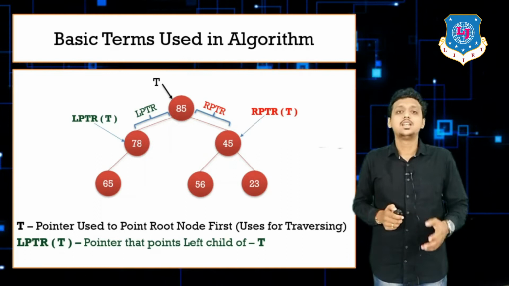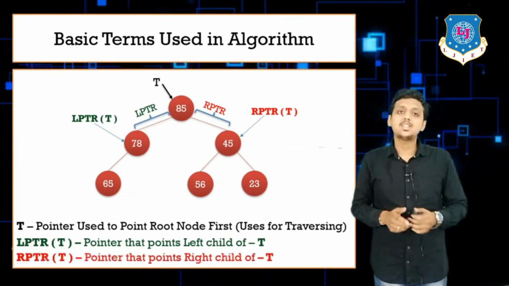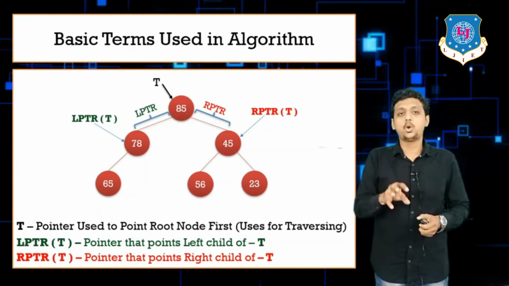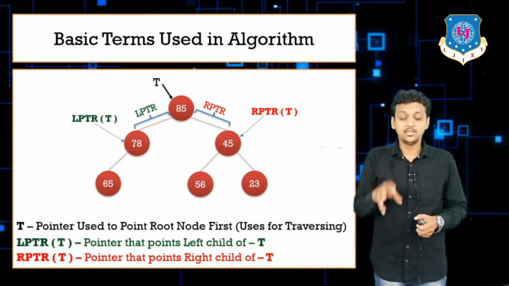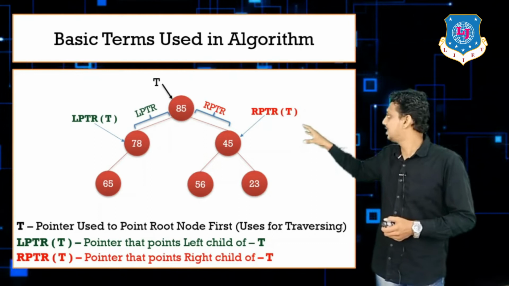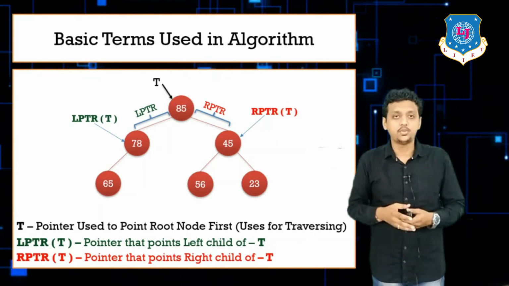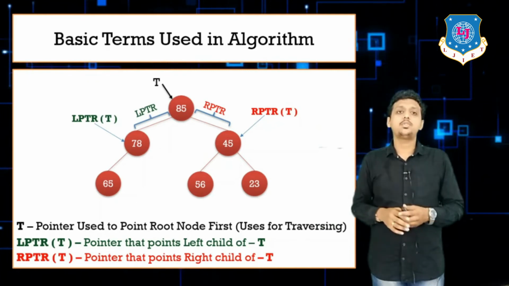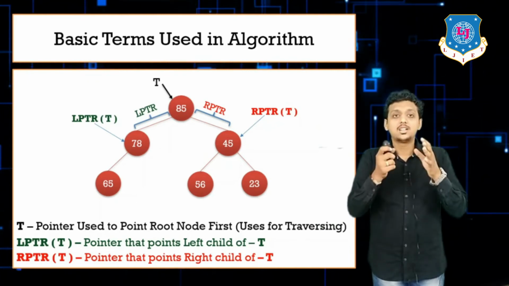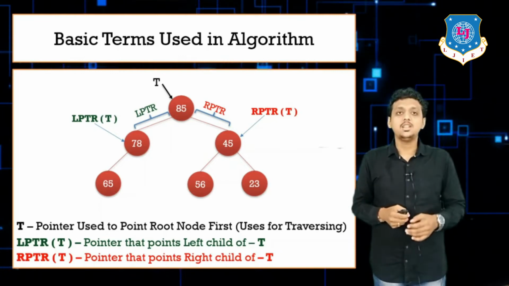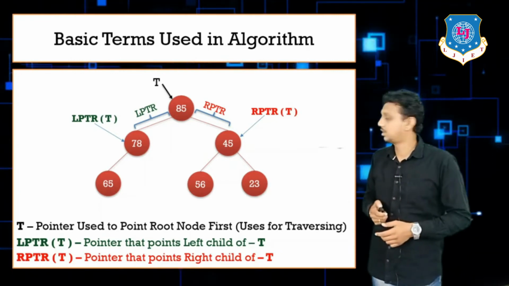So students, here three terminologies are there. First, the T pointer is used to point to the root node, where we are going to start the traversal. Then LPTR of T shows the left pointer of T, and RPTR of T shows the right pointer of T. Fine. So let's begin with the next algorithm.